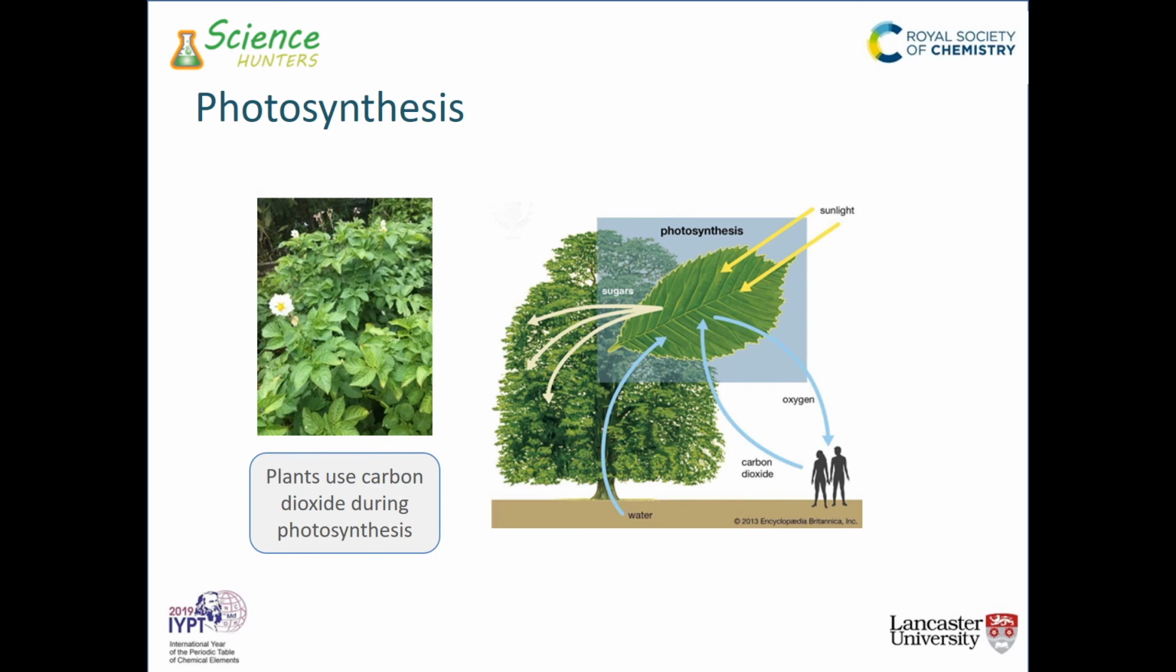Excessive carbon dioxide is bad, but Earth does need it for something very important: photosynthesis. This is where carbon dioxide, water and light are absorbed by plants to make glucose that is used by plants as food, and the gas oxygen which we breathe.